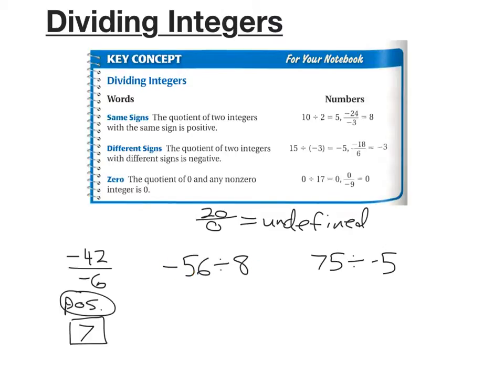In our next example, we have a negative divided by a positive. Different signs mean our answer is negative. Okay? 56 divided by 8, I know that's going to give me 7, and I got to make sure my answer is negative.